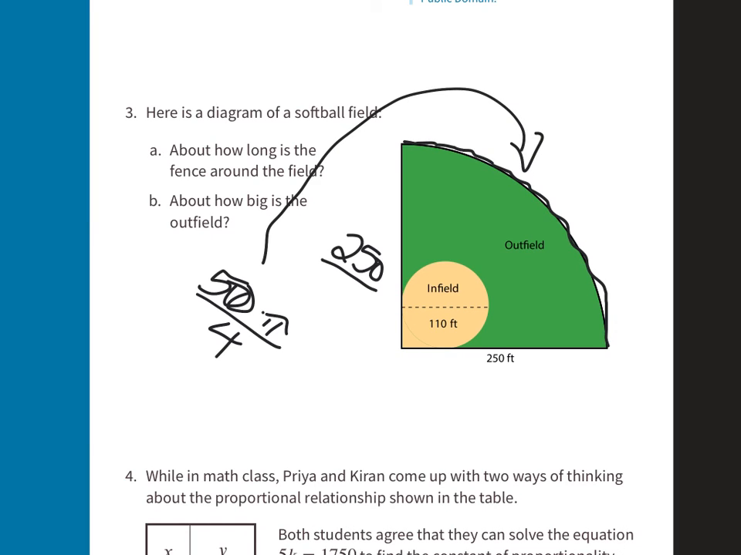That's A. And then the area of the field, well, this is my radius. So pi times radius squared, and then it's 1/4 of the field, so we're going to divide that by 4.